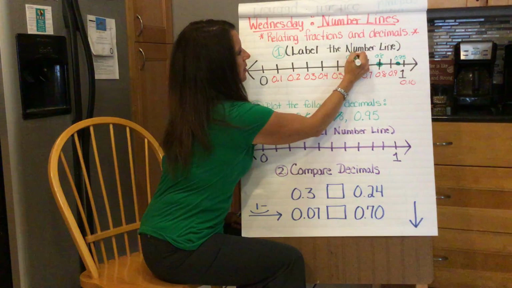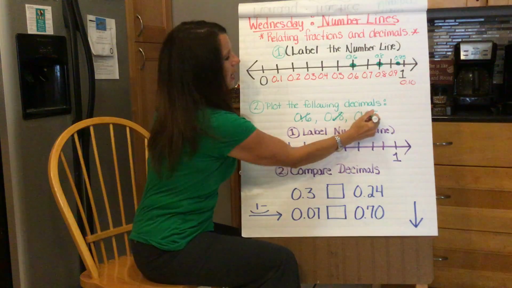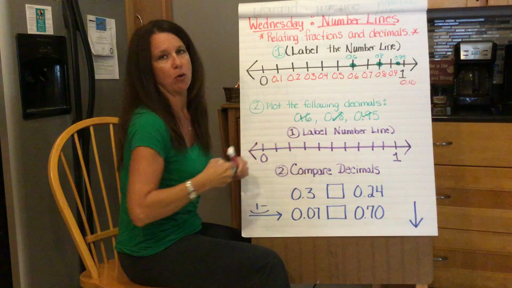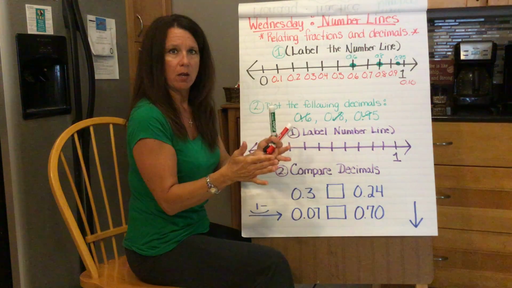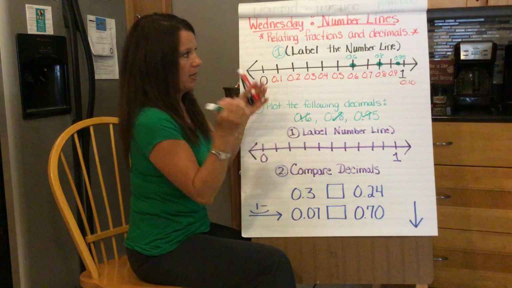0.8, 0.6. Okay, so a lot of times you don't get the labels, so they just want you to go ahead and label it and drag it to where it should be. So if it's in between, if it's 95, you have to put it in between.